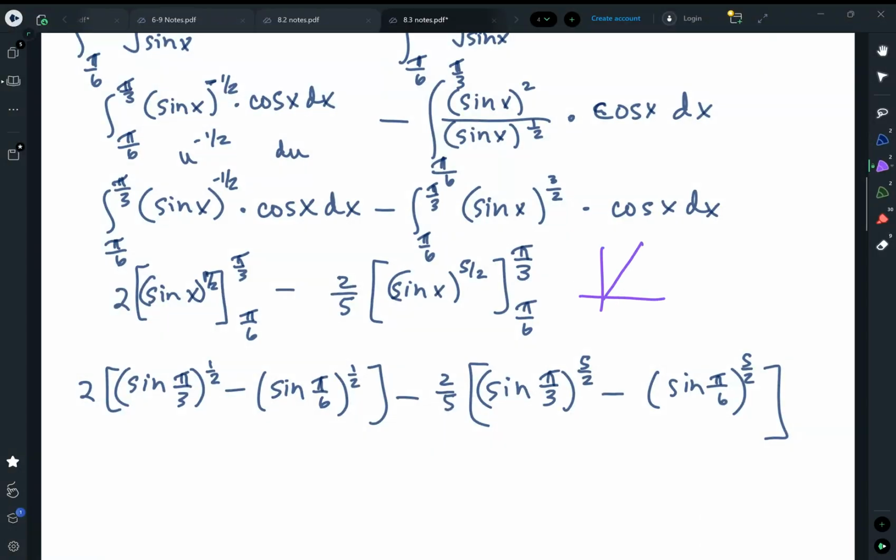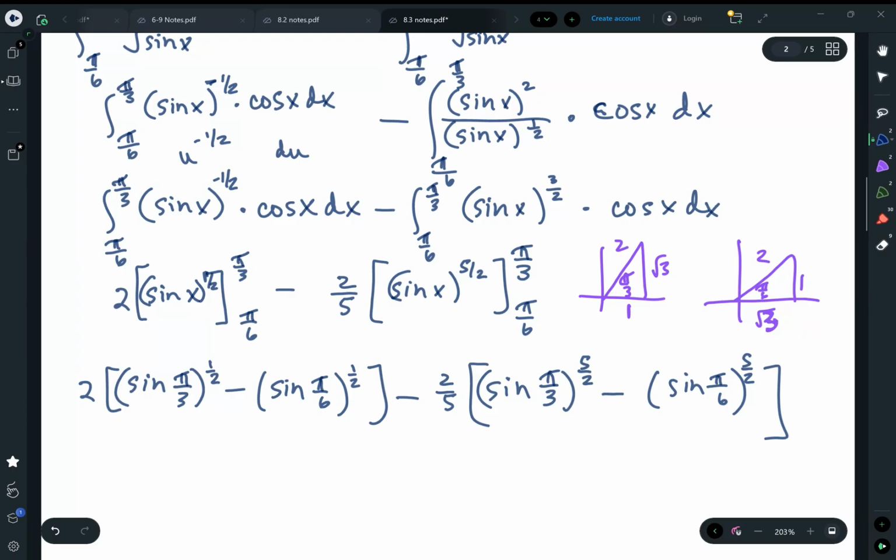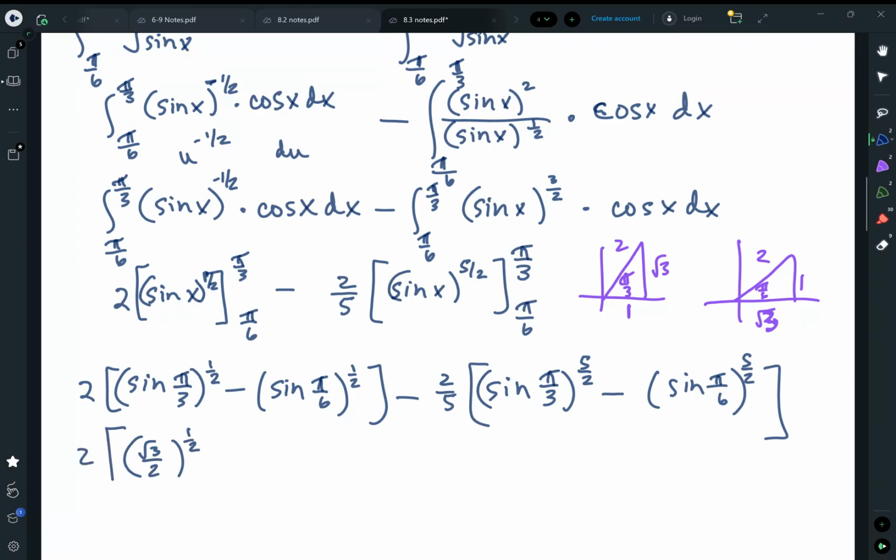So pi over 3, that's when my 1 is down here. This is my root 3, 2. So this guy is going to be root 3 over 2. And then my other one, pi over 6, is going to be 1/2. All right, so sine of pi over 3, I already said was root 3 over 2. So that's going to be to the 1/2 power, minus, yeah, it's a square root of a square root, not real pretty. And then over here I have 1/2 to the 1/2 power. That's not super terrible.